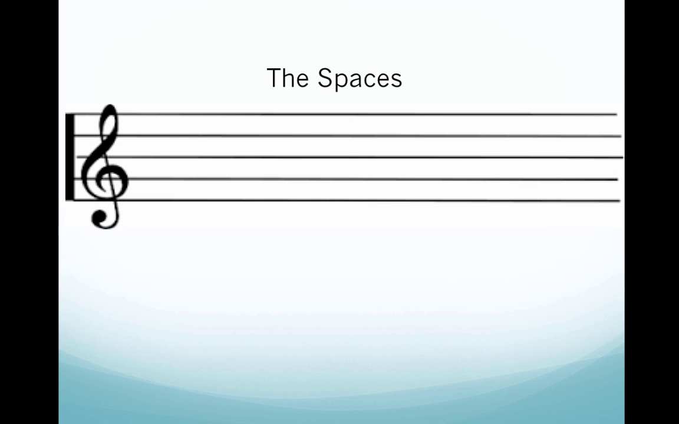Next are the spaces. These are the letters that are in between the letters that are on the lines. So they are as follows. F in the first space, then A, C, and E. You may have noticed this spells the word face. A good way to remember this is that face is in the space.